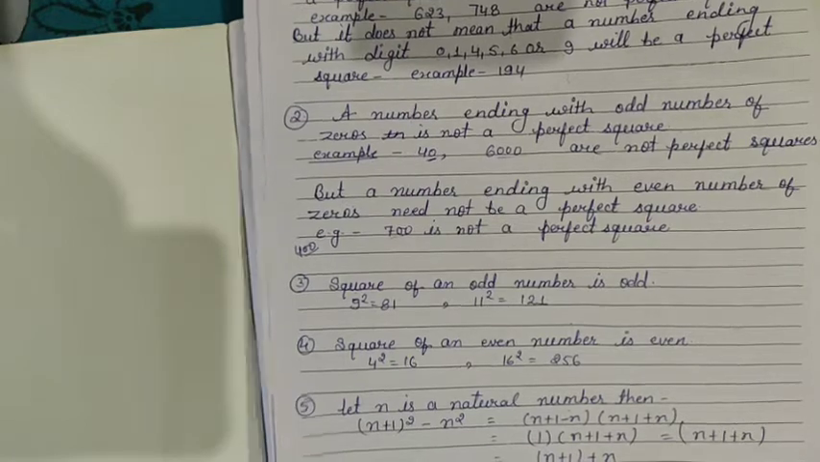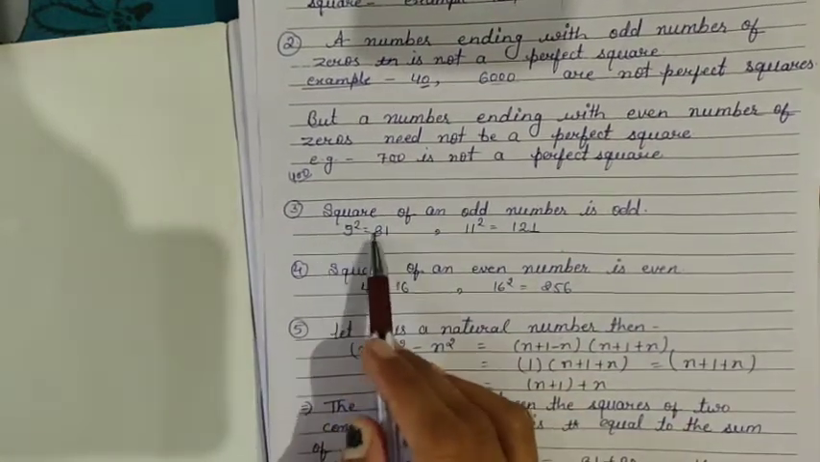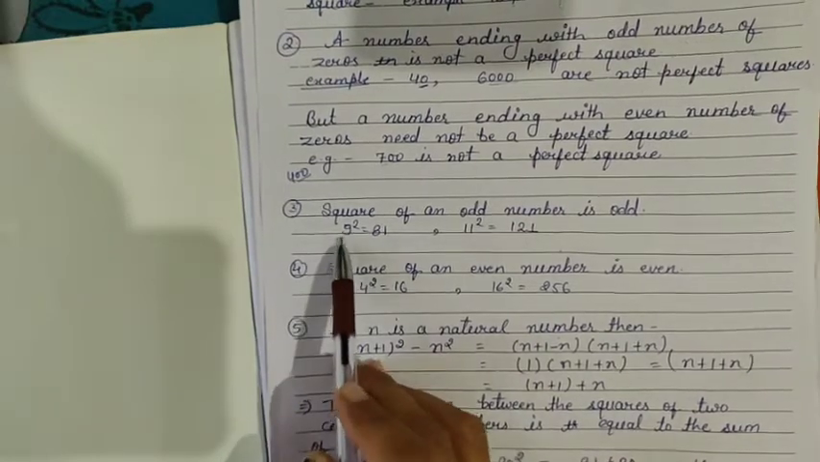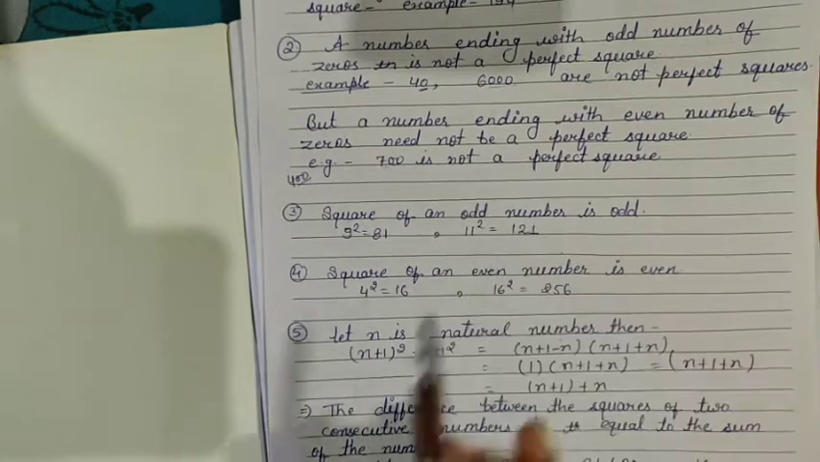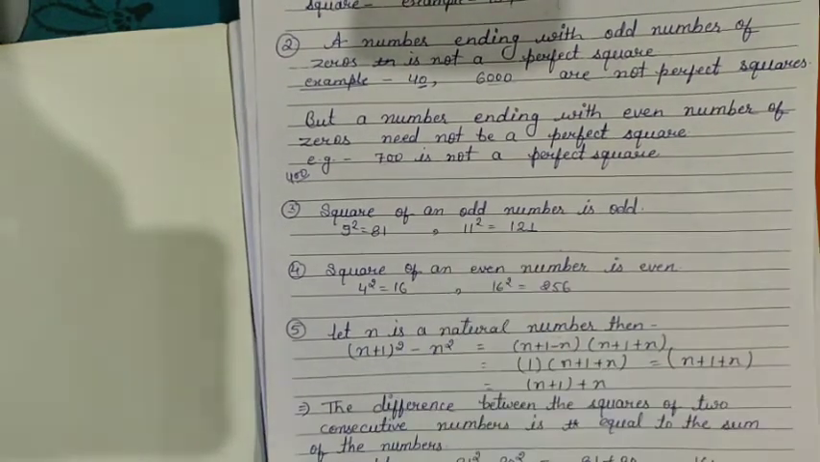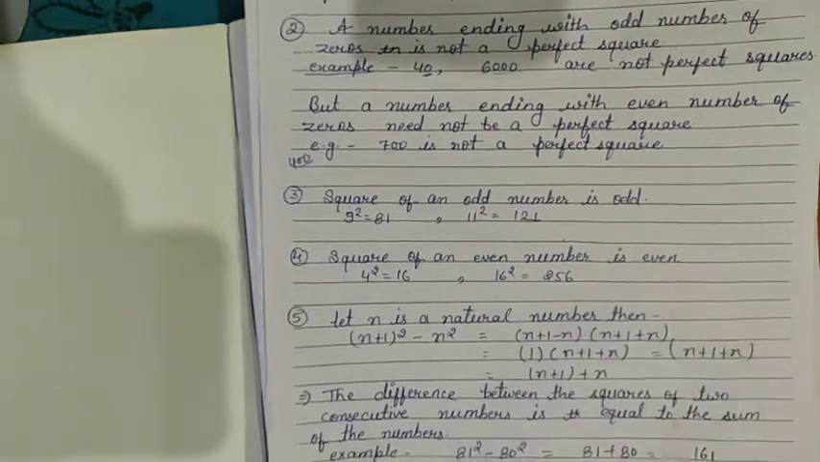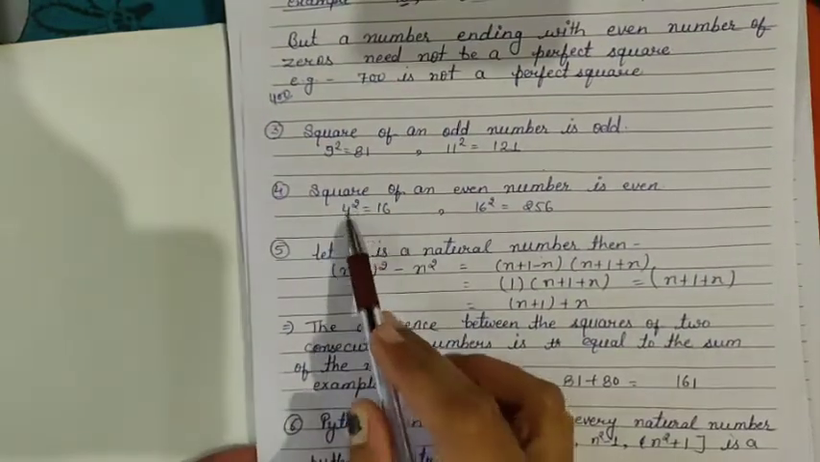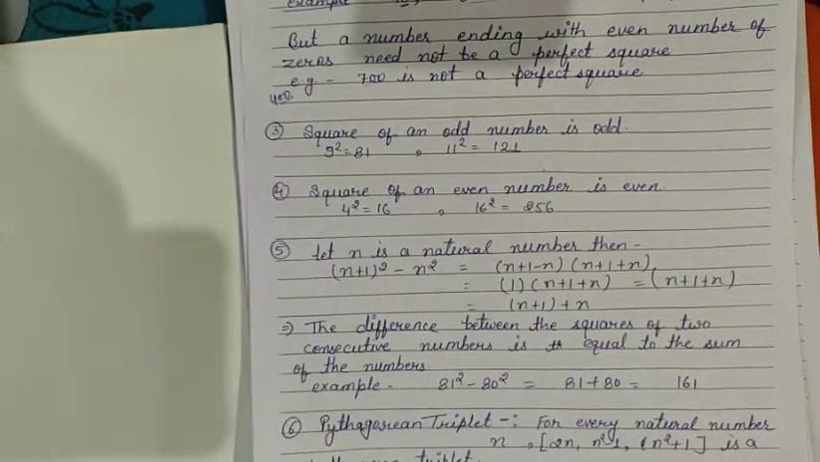Now the third property is that the square of an odd number is odd. Square of 9 is 81. 9 is an odd number, 81 is also an odd number. Square of 11 is 121. 11 is an odd number, 121 is also an odd number. It means the square of an odd number is odd, and the square of an even number is even. For example, square of 4 is 16. 4 is even and 16 is also even.